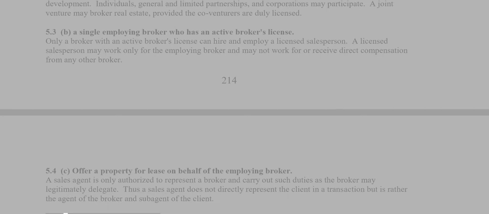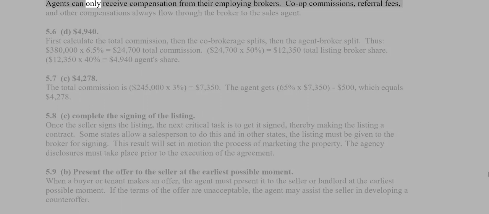5.5 D. The employing broker. Agents can only receive compensation from their employing brokers. Co-op commissions, referral fees, and other compensations always flow through the broker to the sales agent.